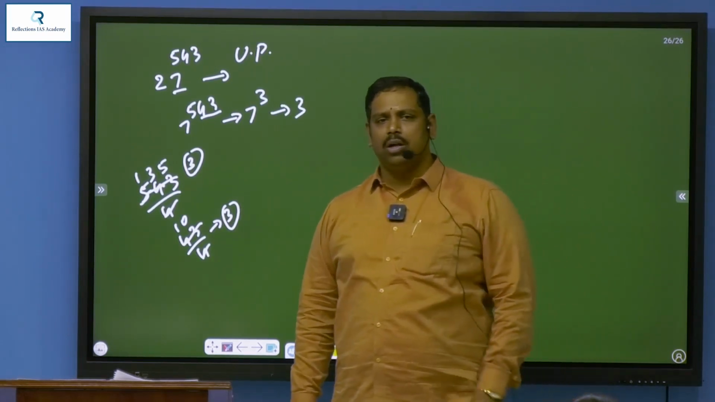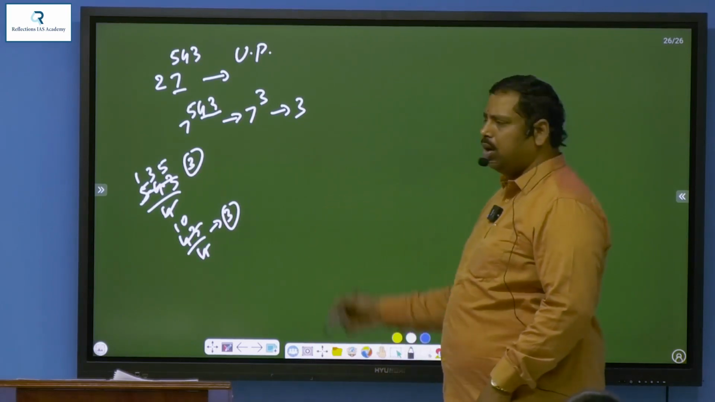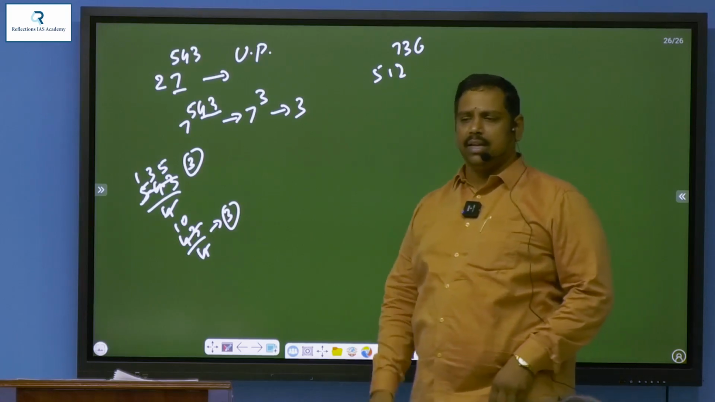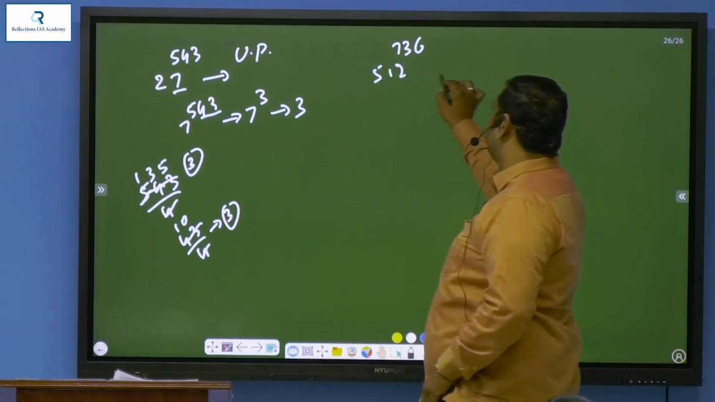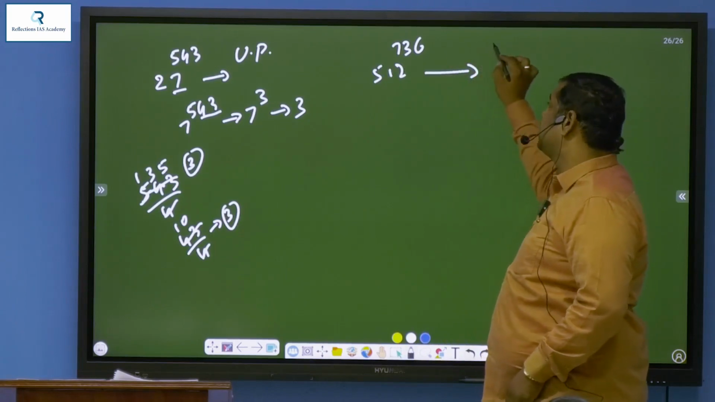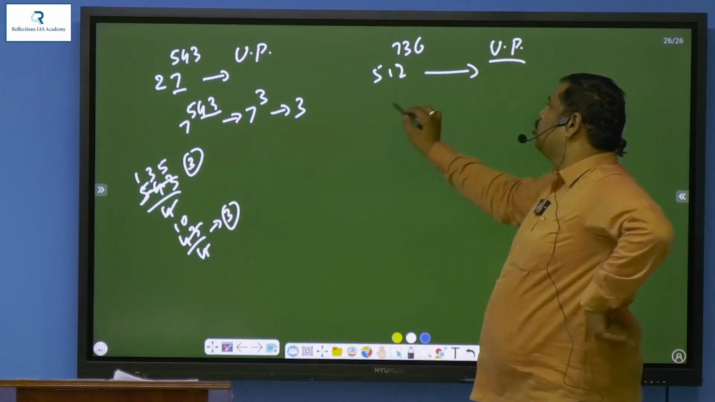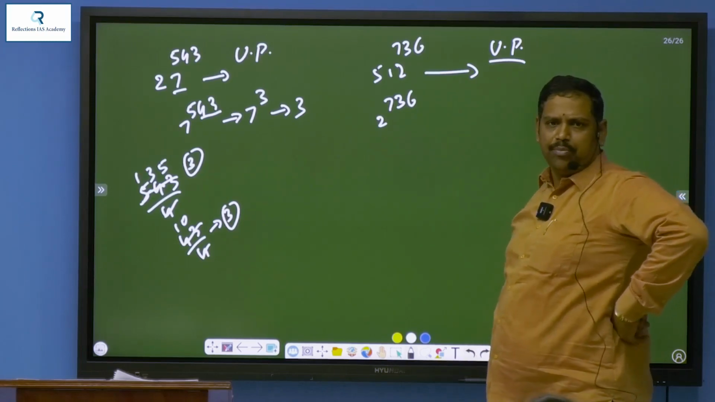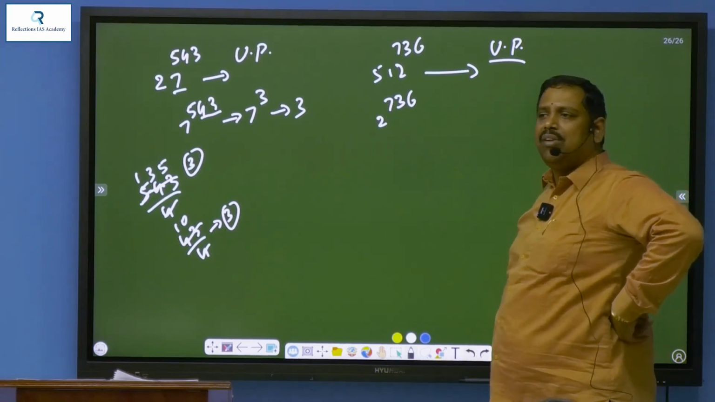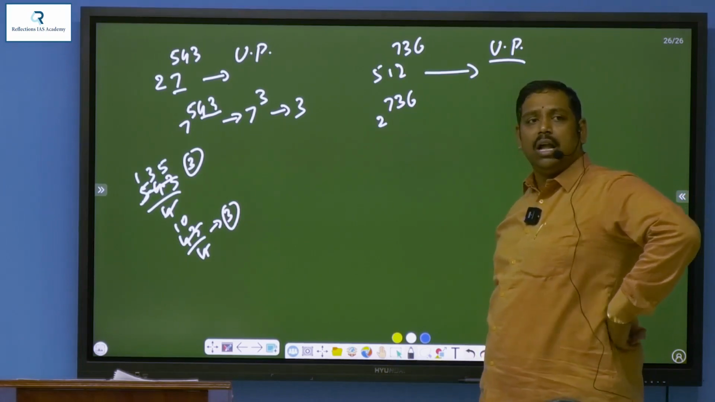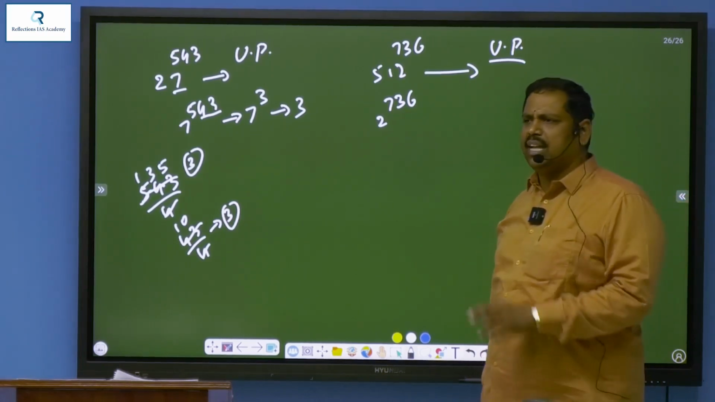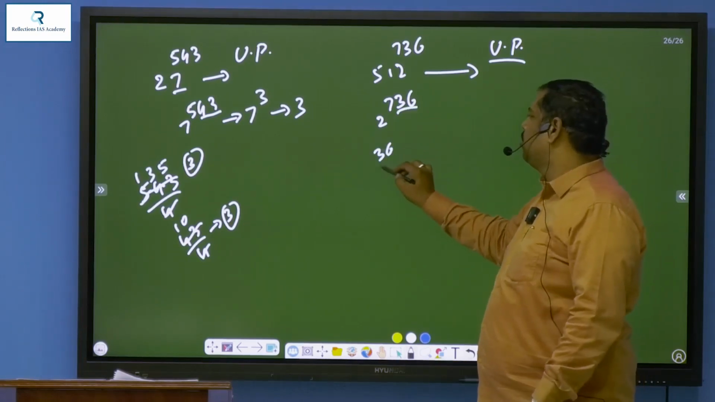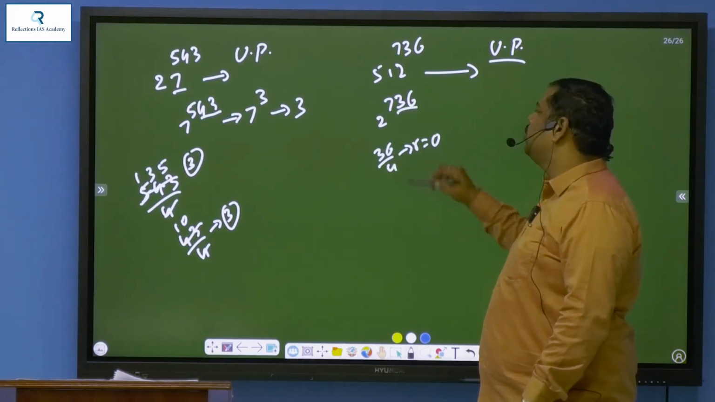One more example on periodicity 4. Okay. Suppose 512 power 736. What is the units place I want? Okay, 2 power 736. 2 means periodicity is 4. Periodicity is 4 means divide the last 2 digits of the power with 4. Entire power or last 2 digits is enough? Last 2 digits, 36 by 4. What is the remainder? 0.